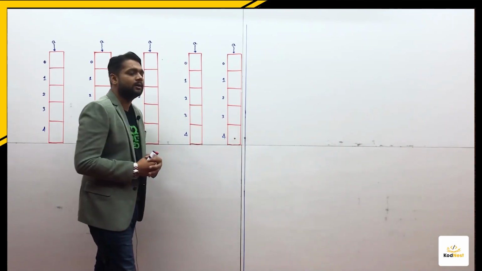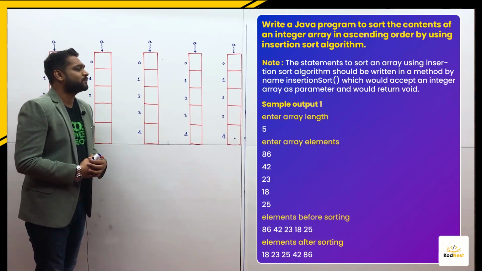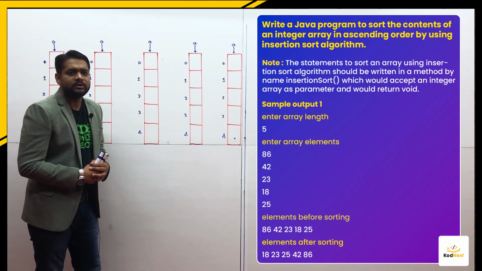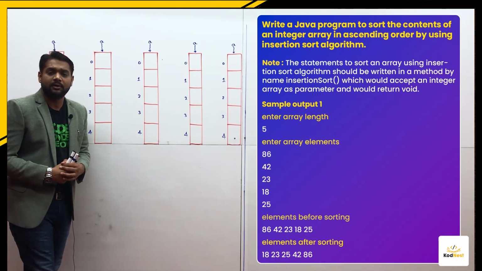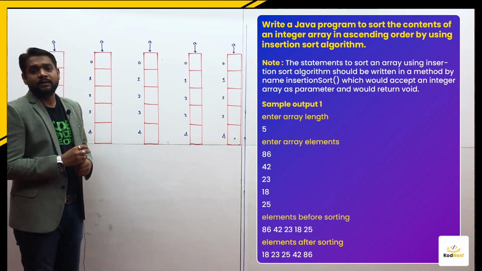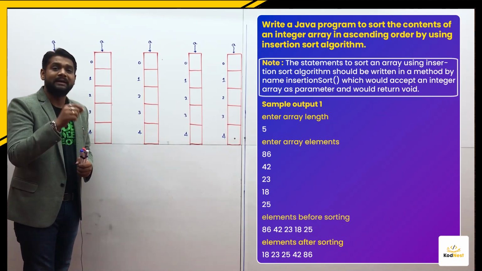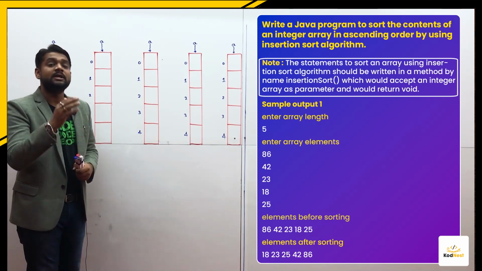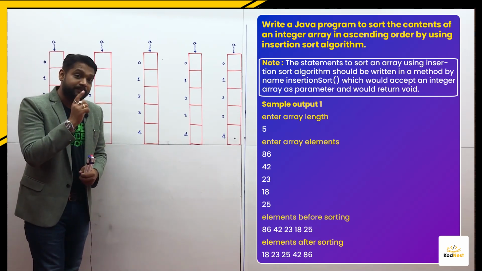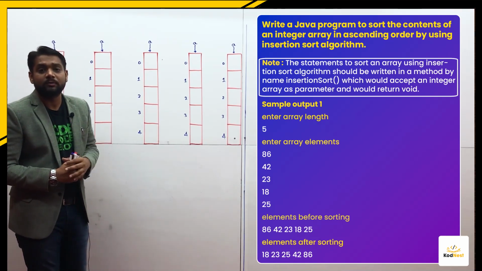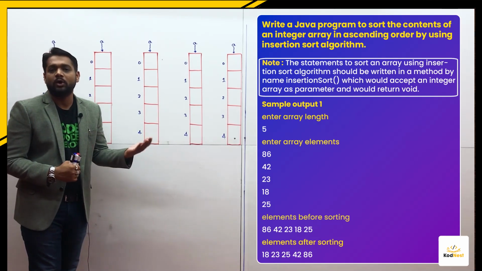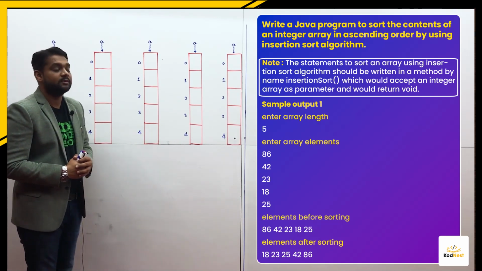First, let us read the program. This is the program that they are asking. Write a Java program to sort the contents of an integer array in the ascending order using insertion sort algorithm, it seems. There the question is not ending. They are asking you to write a method called as insertion sort and keep all the insertion sort algorithm statements inside that. They are specific in telling that the insertion sort method should accept the integer array as parameter and it should return void, it seems. That is what the question pretty much is telling.